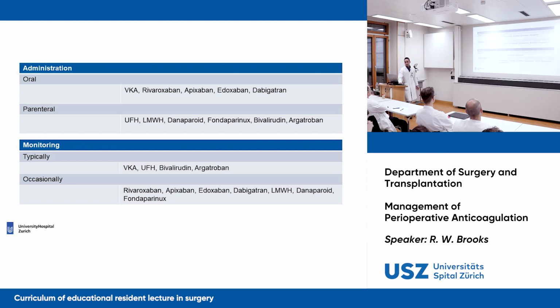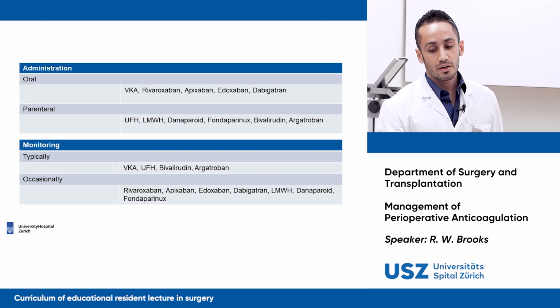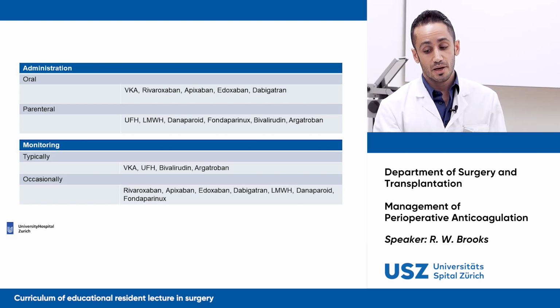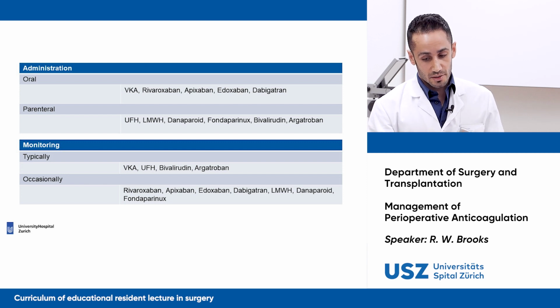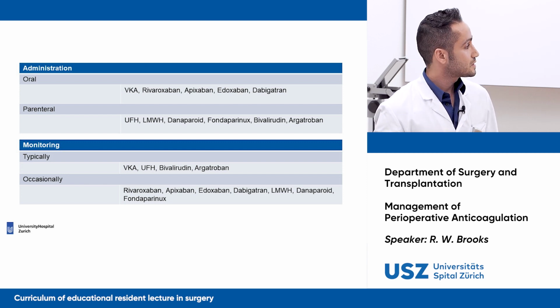There is also a classification of the anticoagulant groups, and we do have also the way of monitoring them. Typically, we do monitor the vitamin K antagonists, the unfractionated heparin, bivalirudin, and argatroban. And occasionally, we can also monitor rivaroxaban, apixaban, edoxaban, dabigatran, and the rest of the listed substances here.